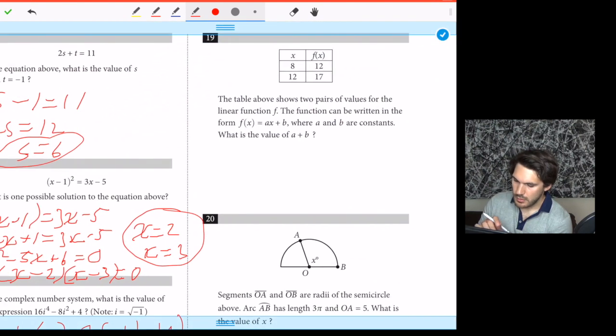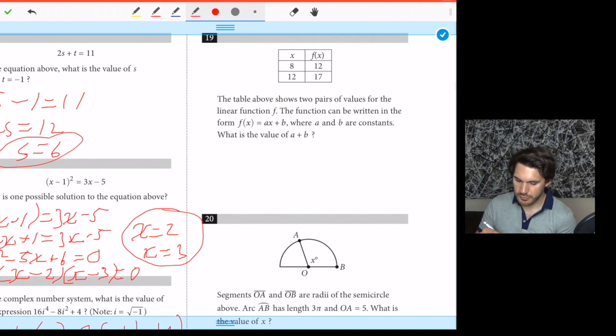Cool. Number 19, the table above shows two pairs of values for the linear function f. The function can be written in the form f(x) = ax + b, where a and b are constants. What is the value of a plus b? Okay, basically, equation of a line type of problem. So how do we get a? Well, a is the value next to the x, so a is the slope. So we just have to calculate the slope. a is the same thing as m in the normal math terminology.